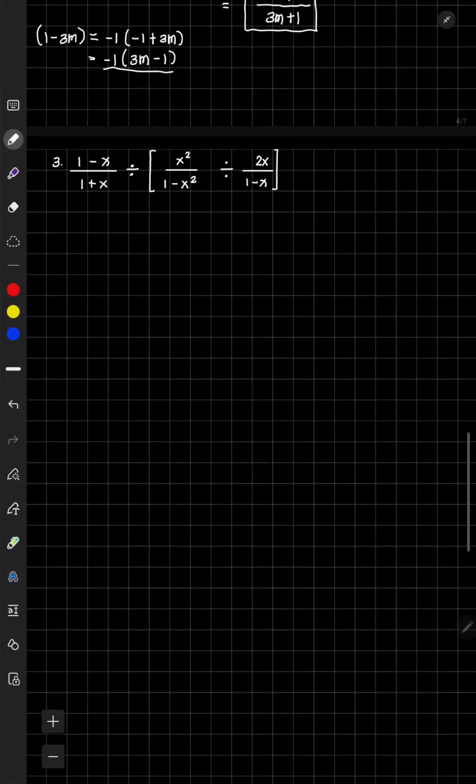So for number 3, we have 1 minus x over 1 plus x, that is divided by the quantity of x squared over 1 minus x squared divided by 2x over 1 minus x. So first, perform the operation inside the parentheses. So let's just copy. So we have that.